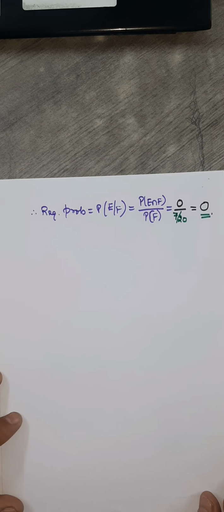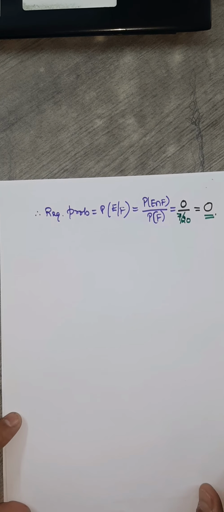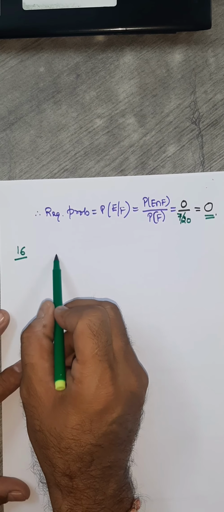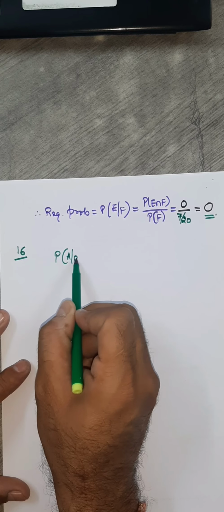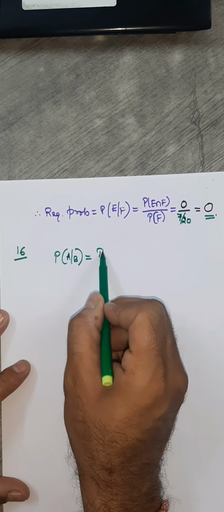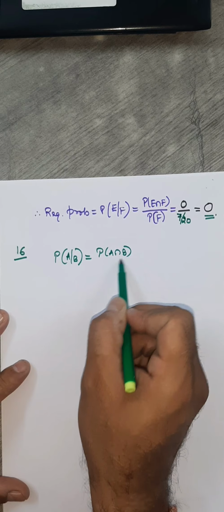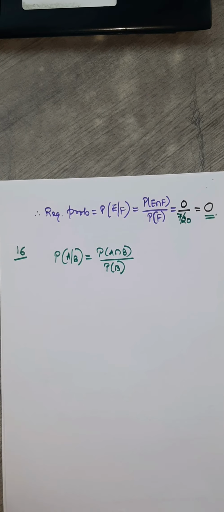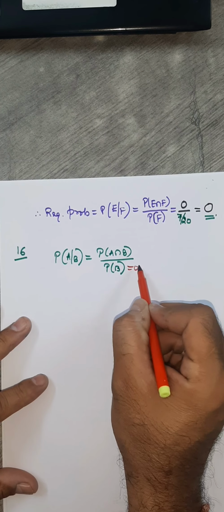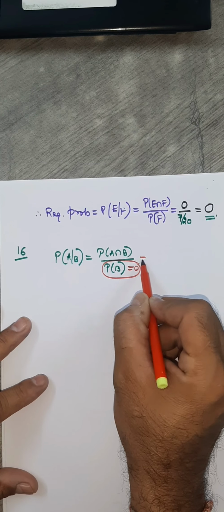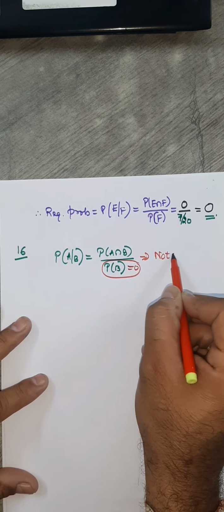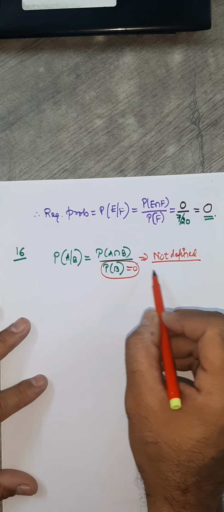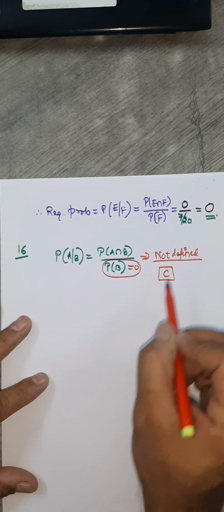Now the next, 16th. You are asked to find P of A given the event B, which is P of A intersection B upon P of B. But in the question itself you are given that this is 0. So what's the conclusion? Not defined. When we discussed this, we already mentioned that this should be non-zero. So the correct option is C here.